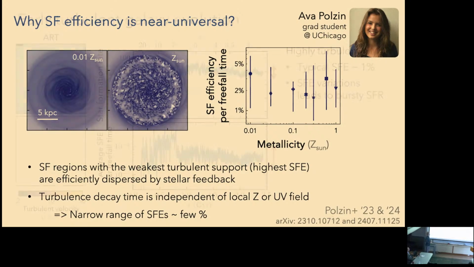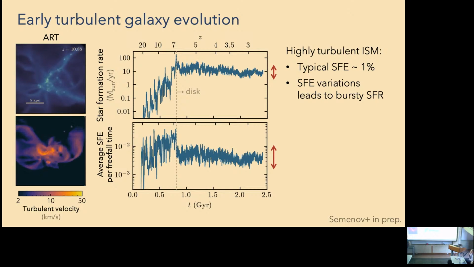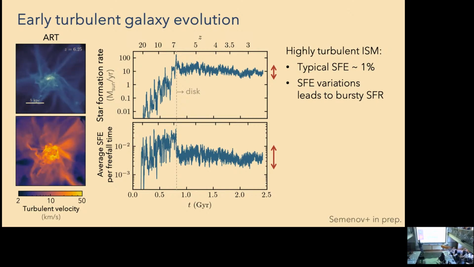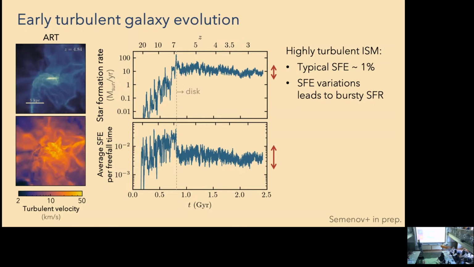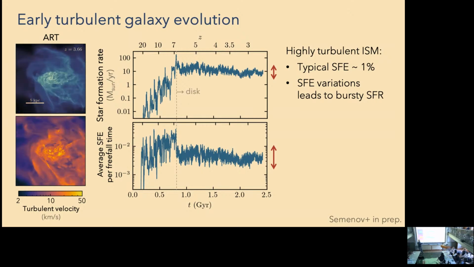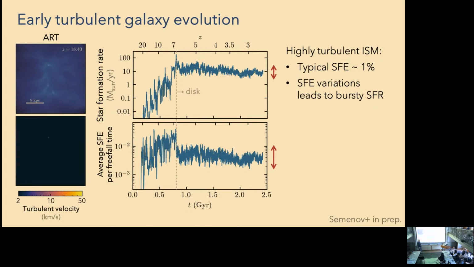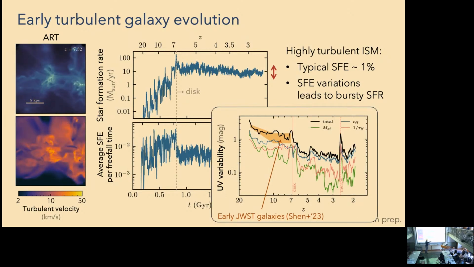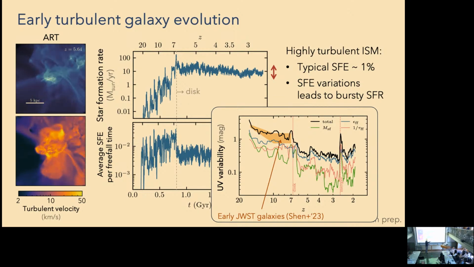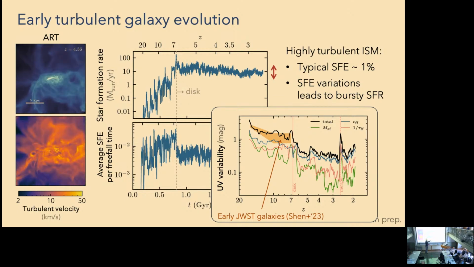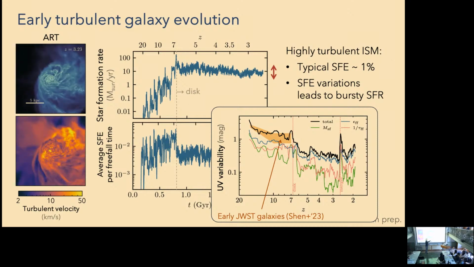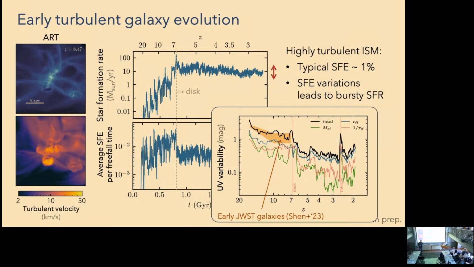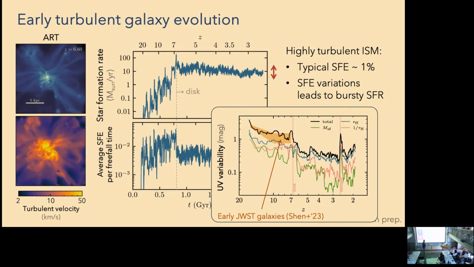Okay, awesome. And I have just the last slide where I want to tell the main conclusion, where apart from this close to 1% efficiency, there's also a huge variation. And this variation, in fact, sets the scatter, short-term scatter in star formation rate. And the scatter, here expressed in terms of UV variability, and its total variation, shown here by the black line, is in fact consistent with what is needed to explain these early UV-bright JWST galaxies.